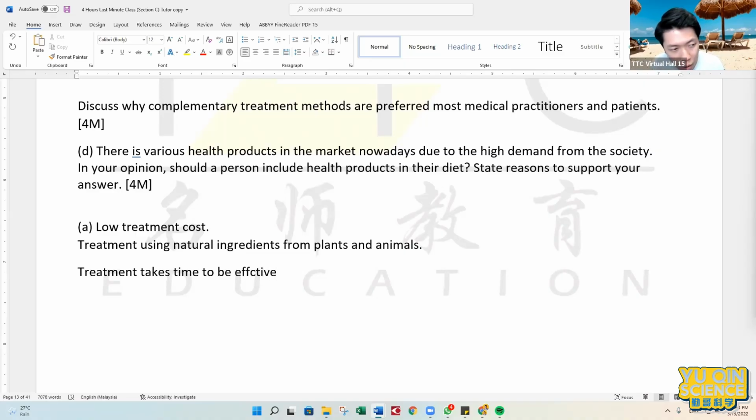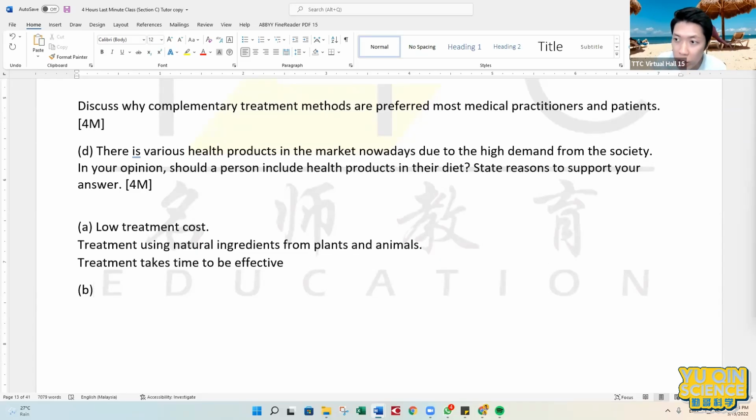If you follow your textbook or my notes, that's an extra answer for you. Okay, settle. Less side effects, or probably you can say no side effects. What else? Inherited from generation to generation, right? Grandparents pass it on.